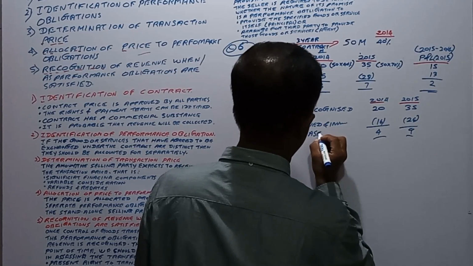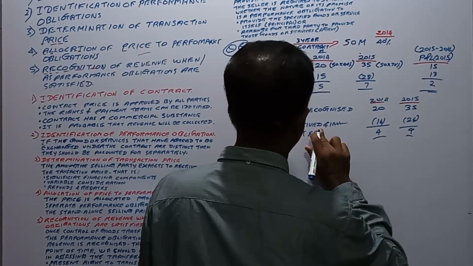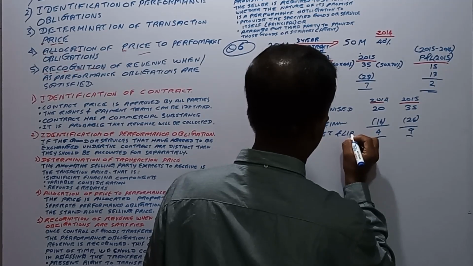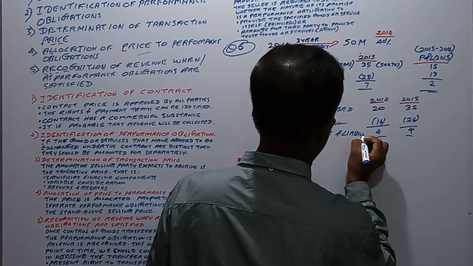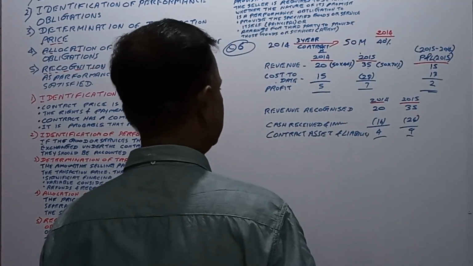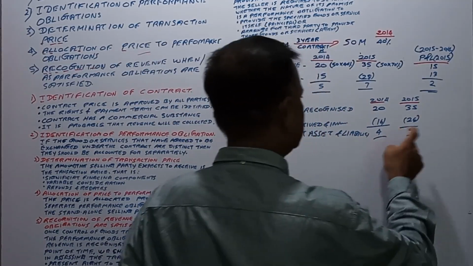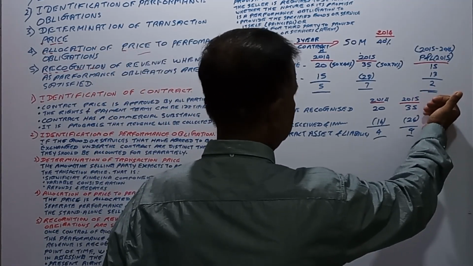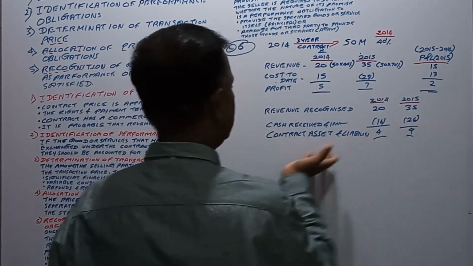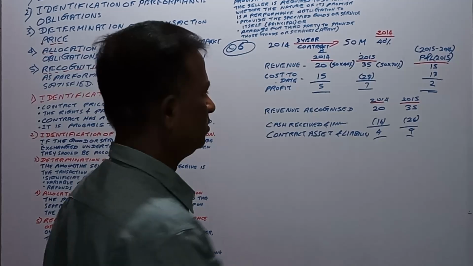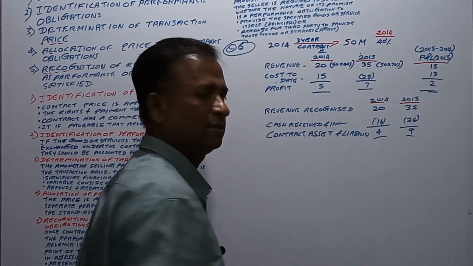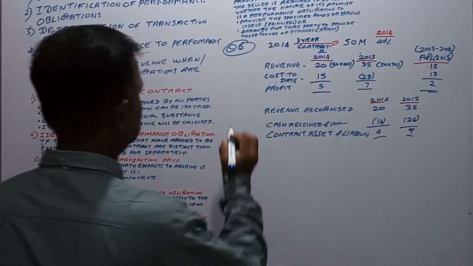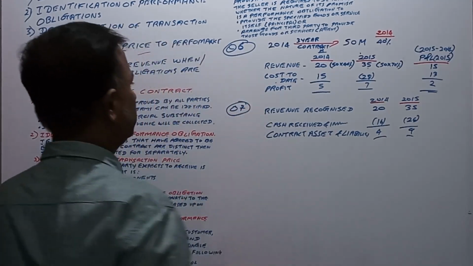This is shown as a contract asset, because it is a positive value. If we have received more than the revenue recognized, then that is shown as a contract liability. This has to be shown as a contract asset. Okay, so this is number 7.